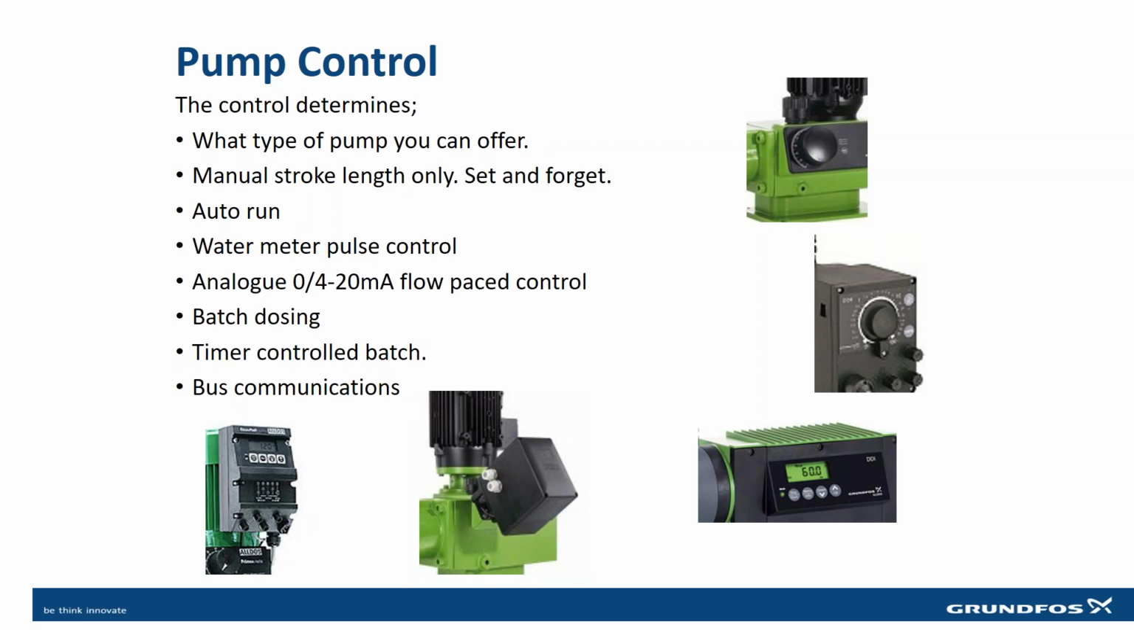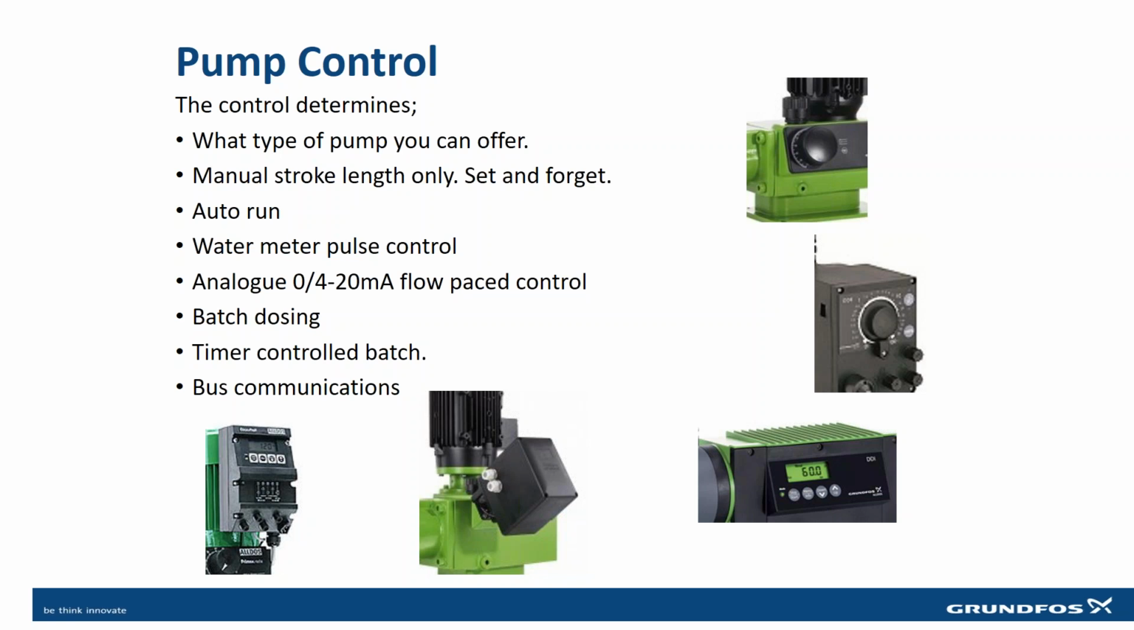So you may need a water meter with a pulse control pump that will give you pulses per litre of the water passing through. Or an analog control signal, 0 or 4 to 20 milliamp flow pace control, maybe from a water meter or a chlorine analyzer or something like that.